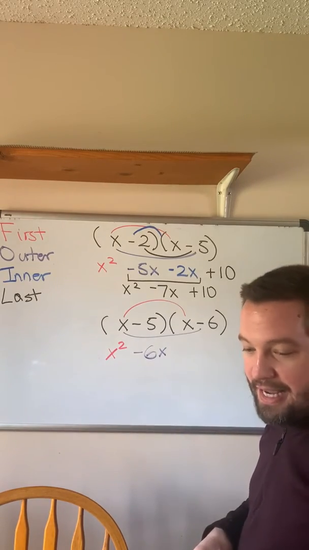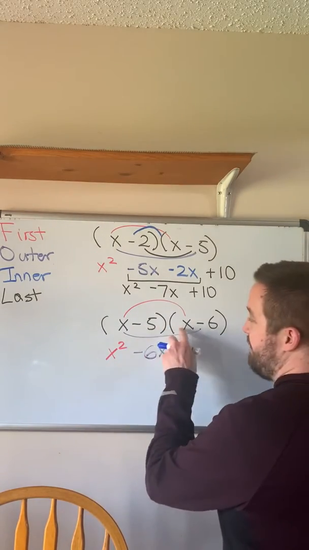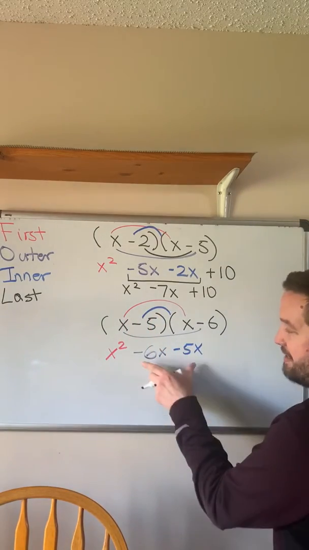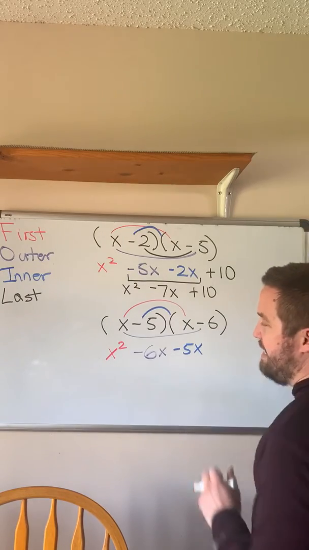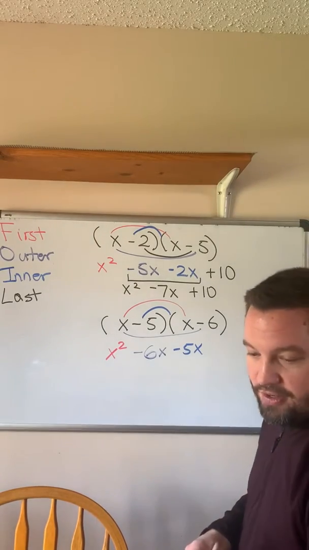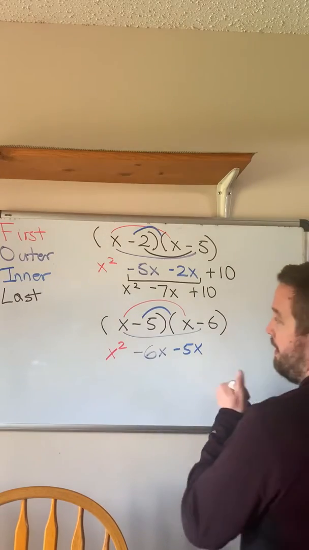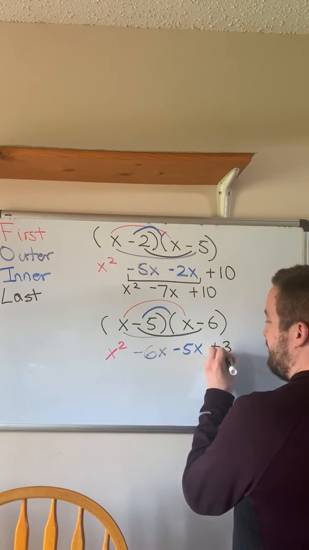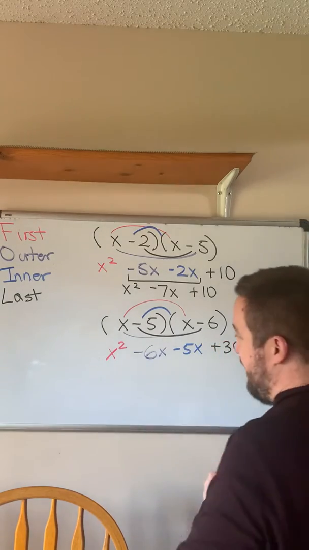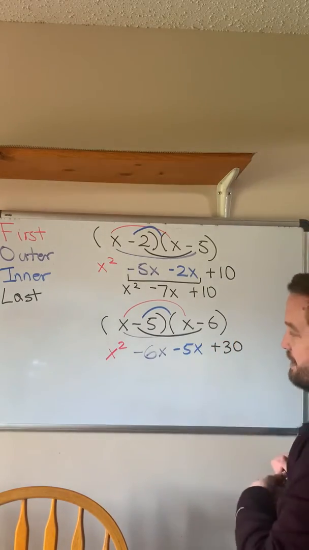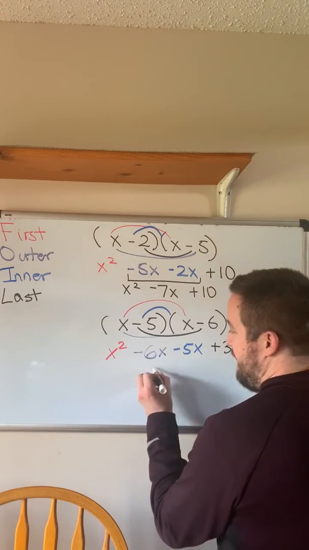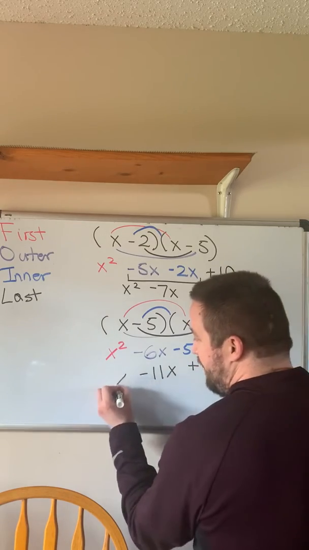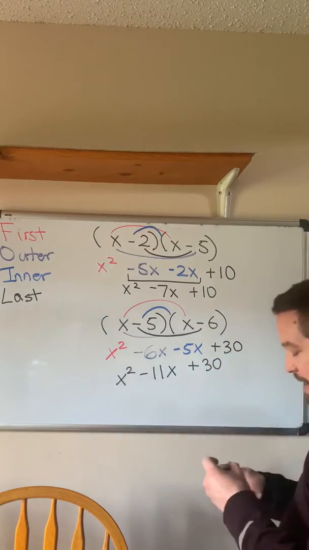Let's go inside, where we have a negative and a positive. That's going to give me a negative 5x. Look here again, I've got a negative and a negative, so I'm doing good so far. And once more, a negative 5 and a negative 6 is a positive 30. I check this out: negative 6x minus 5x is a negative 11x. I bring down my positive 30 and my x squared, and I'm all set.